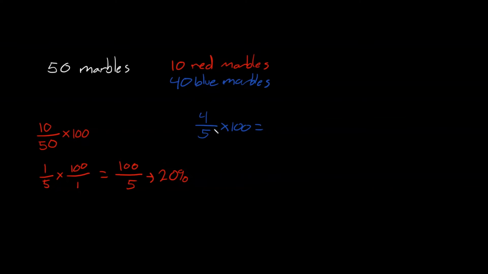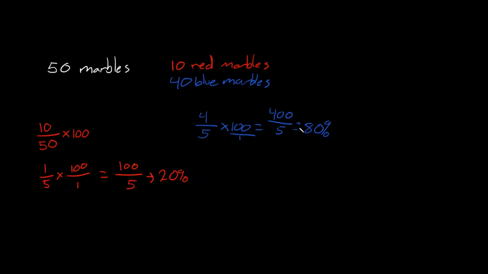And then this would be, well, 4 times 100 is 400, and then over 5, because there's an implied 1 under this 100. And then 400 divided by 5. Well, 40 divided by 5 is 8, and there's an extra 0, so this will be 80. And once again, remember, since we multiplied by 100, this is going to be in terms of percentage.